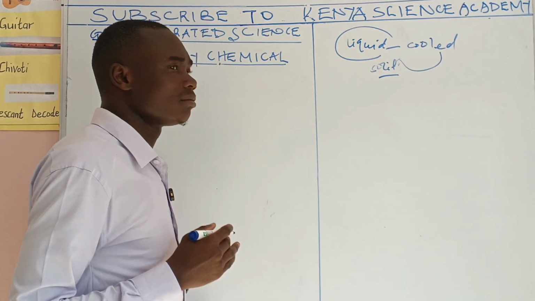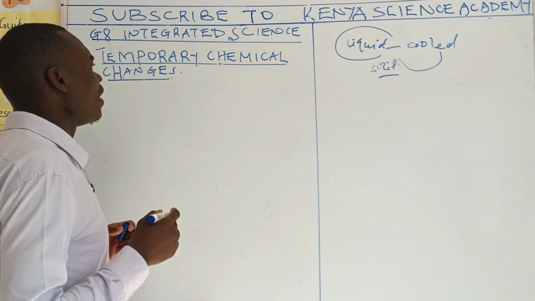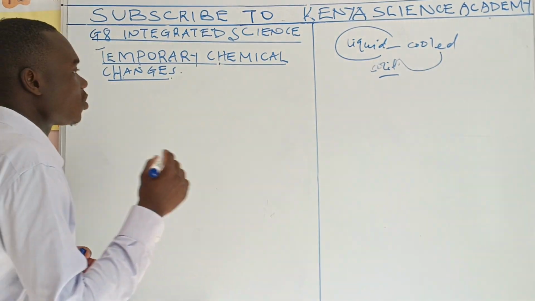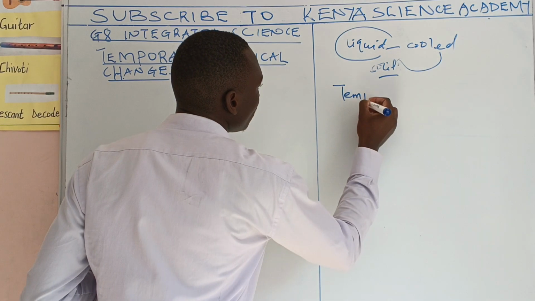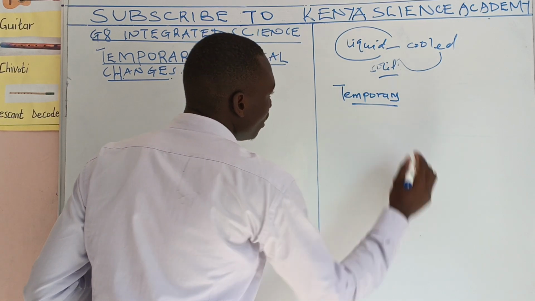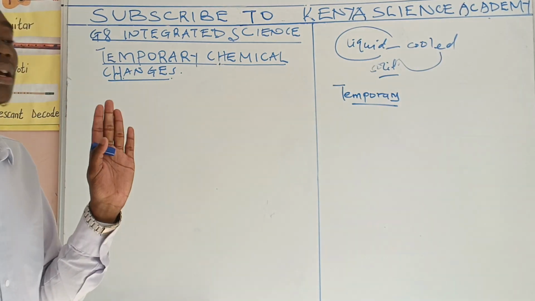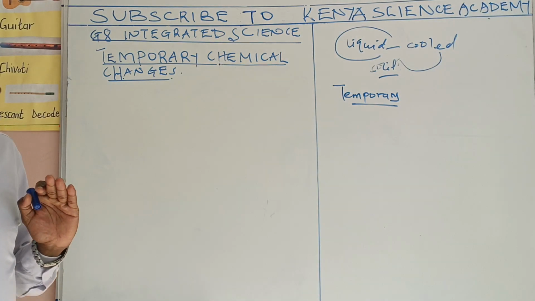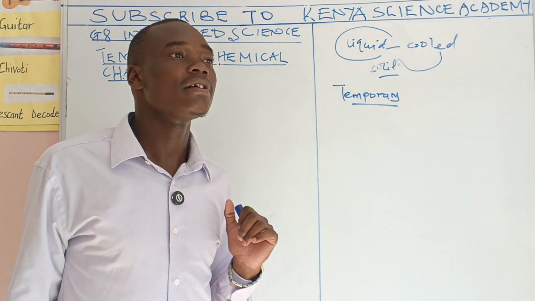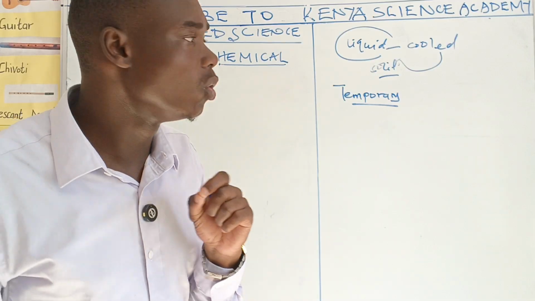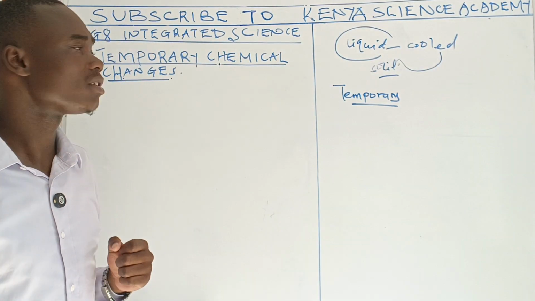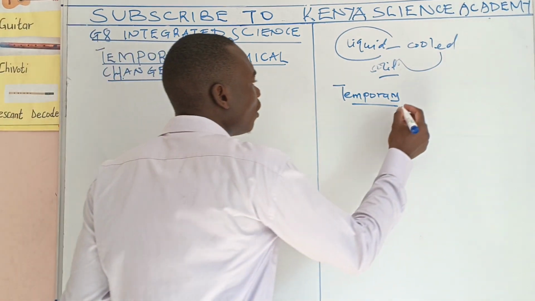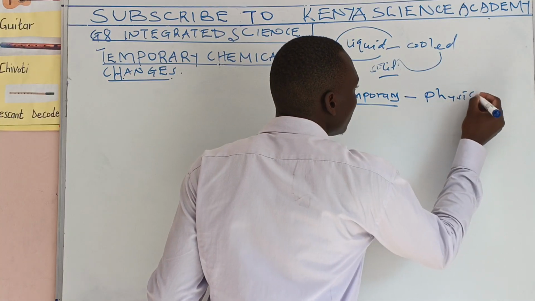It changes back. Any change that goes back to its original state, that particular change is temporary. It does not exist in its own state forever, but after some time, it goes back to the original state when you do some manipulation onto it. So such changes are temporary. And remember, physical is something that can be seen as the heat happens.